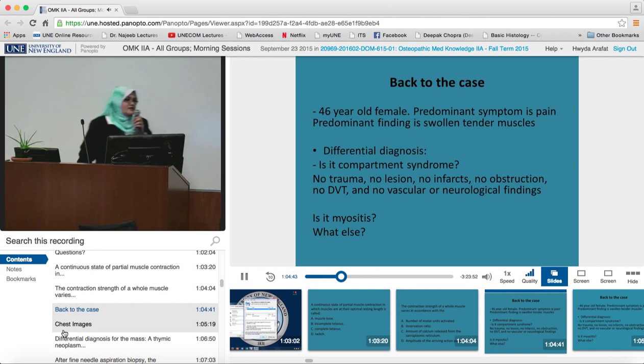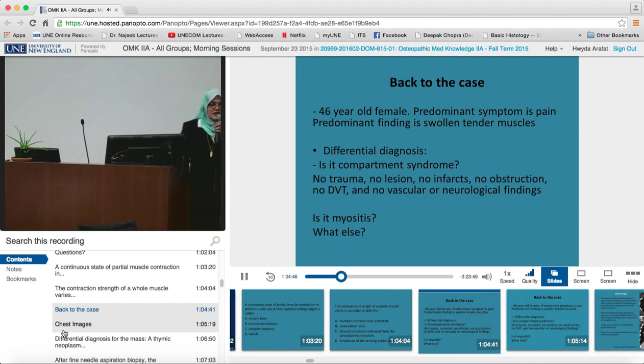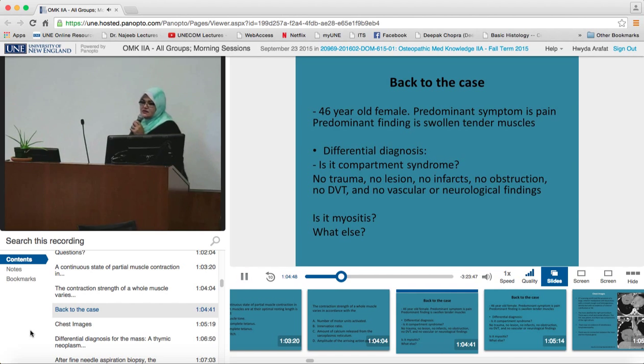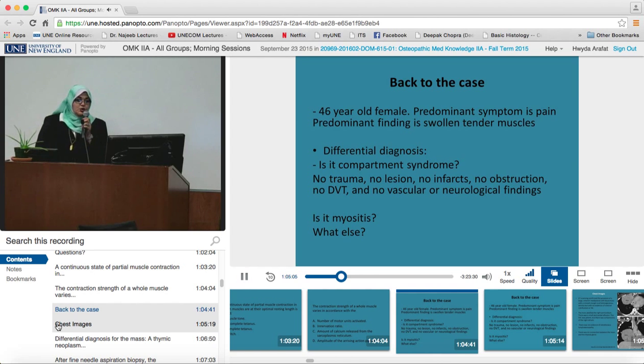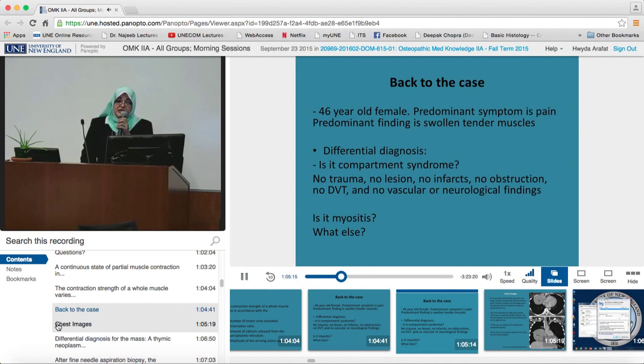Okay, so briefly back to this case. Remember that the woman came with a predominant symptom of pain, swollen and tender muscles. And we talked about compartment syndrome, but the treating physician said it could not be, because there was no trauma, no lesion, no infarcts, no obstruction, no DVT, no vascular or neurological findings in this woman. So we talked about myositis, and actually it can be myositis because of the amount of pain.